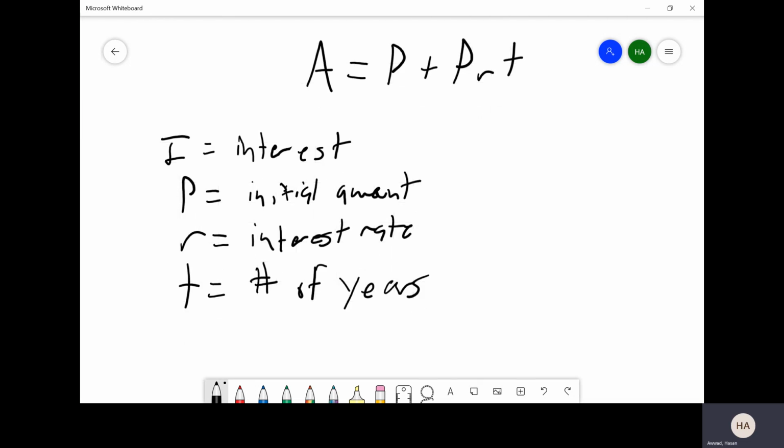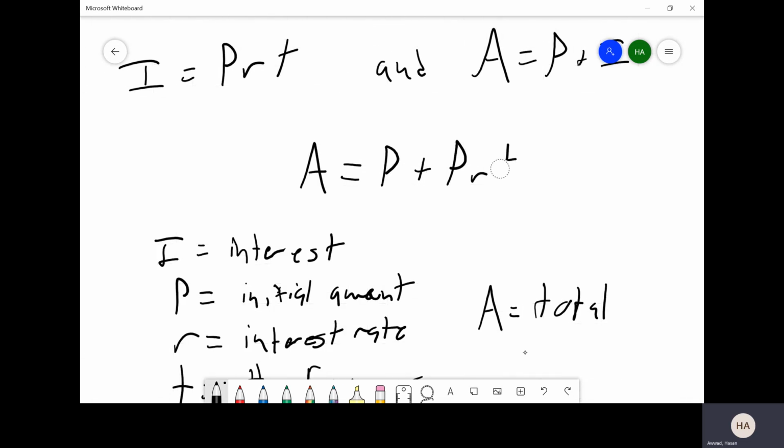And last but not least here, A is your total. So this should make sense here. And I'm actually going to erase this piece because I just want to talk about it in two separate pieces.